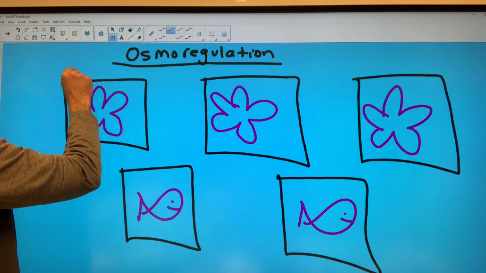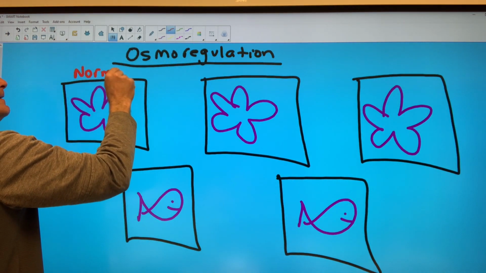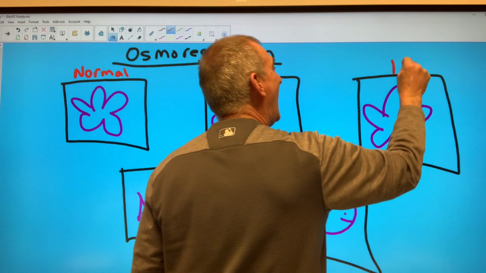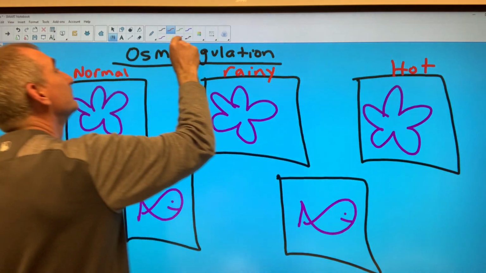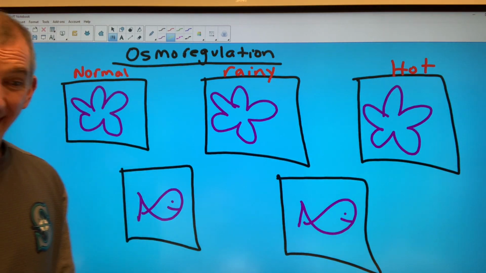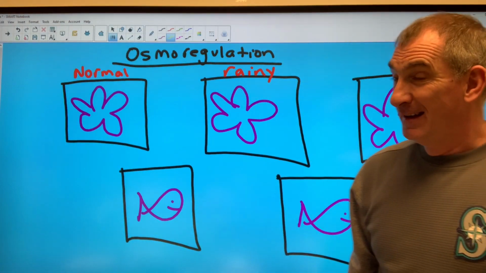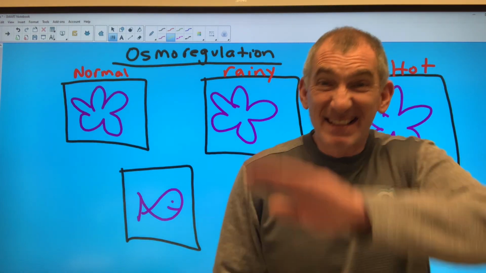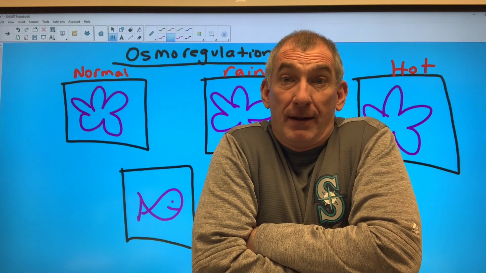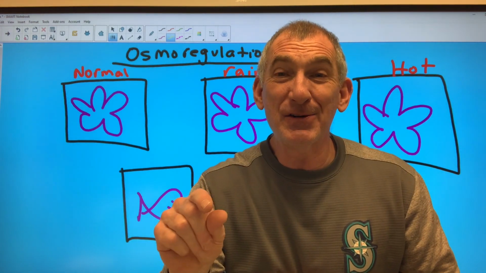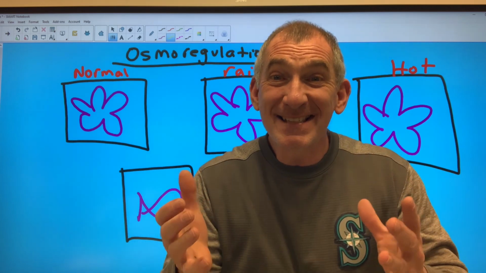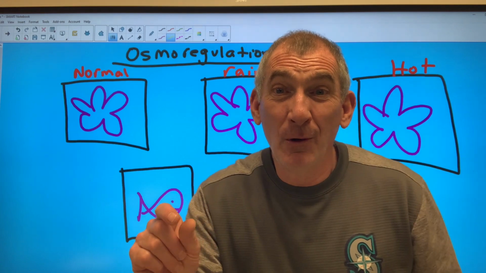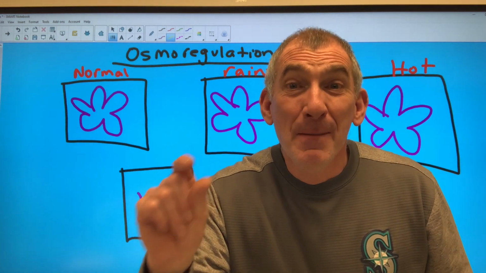Label the first box normal, the second box rainy, the third box hot. And then what we talked about is you got a starfish, you go down to the beach, there's a starfish. The tide goes out. It's just sitting there in a tide pool. You go up and measure the salinity of the tide pool. What is it? Guess. You just learned it. The salinity of the tide pool is going to be 35 ppt.